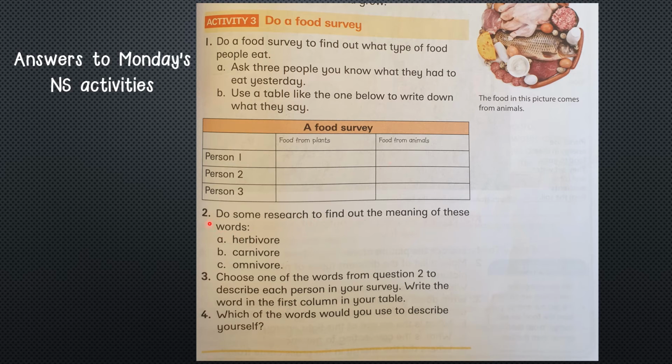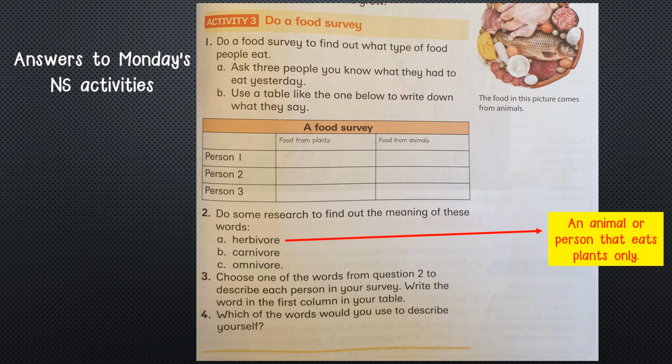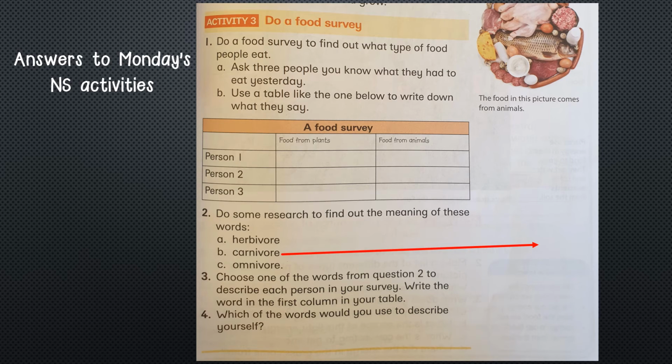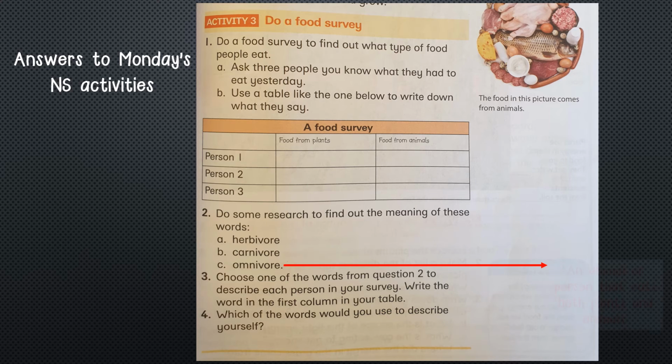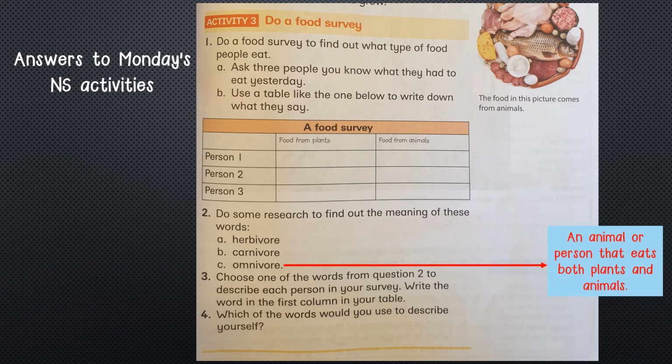Let's look at question number 2. Question number 2 says, do some research to find out the meanings of these words. So A is herbivore, and you had to write these words in your book together with the meanings. And remember, a herbivore is an animal or person that eats plants only. B is carnivore, and carnivore is an animal or person that eats other animals only. And C is omnivore, an animal or person that eats both plants and animals.